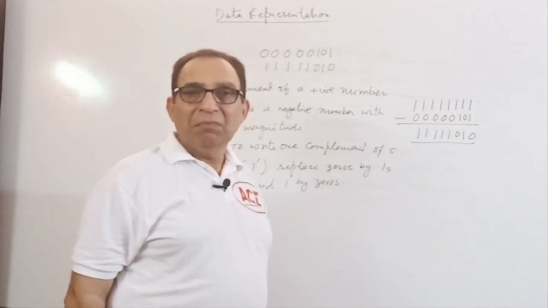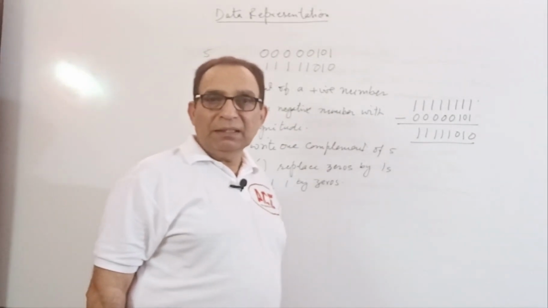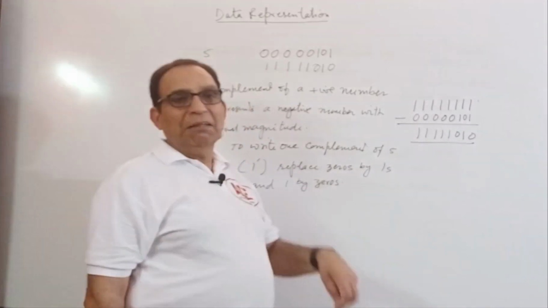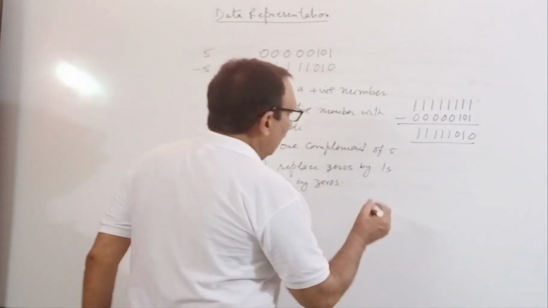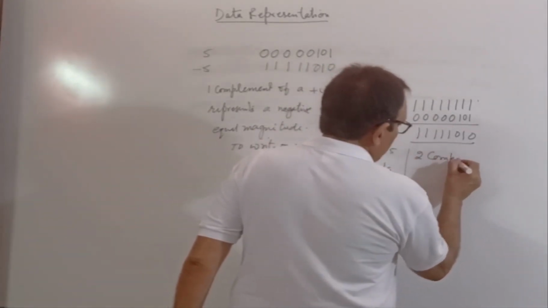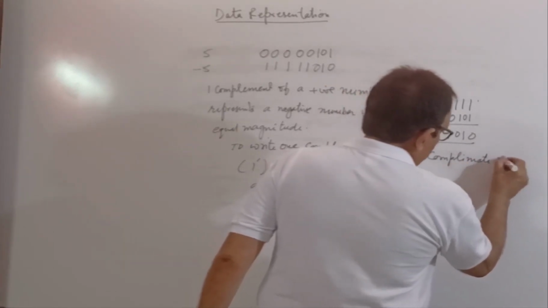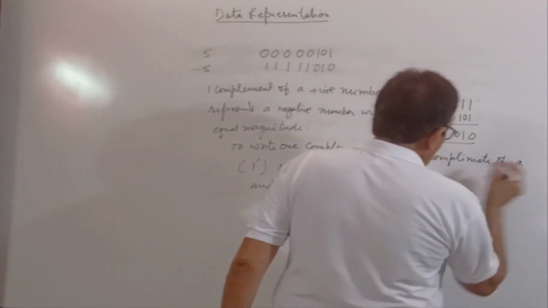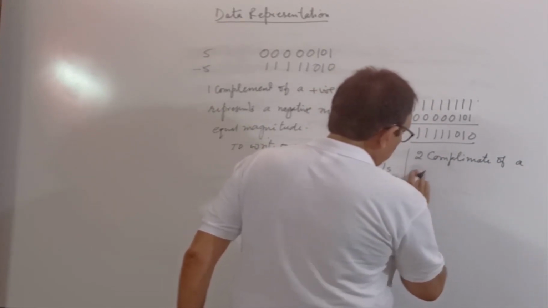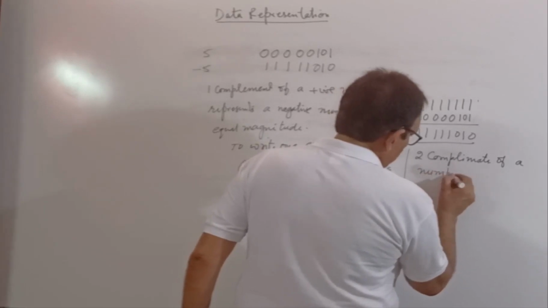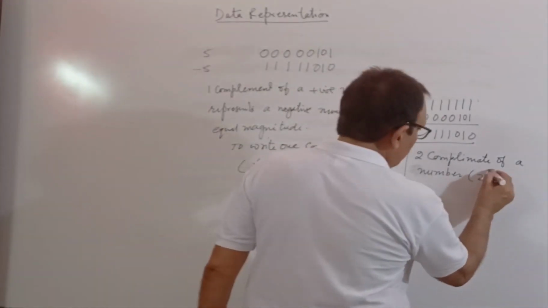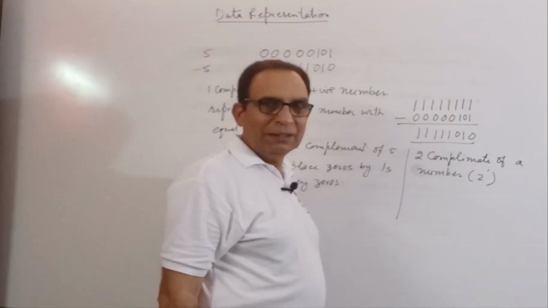Is there some other method of representing negative numbers? Yes, there is another way, and that is the better way, and that is known as the 2's complement of a number. How can it be done? First of all, how do we write 2's complement? This is how we write 2's complement.